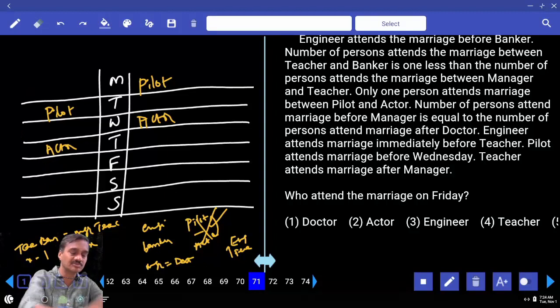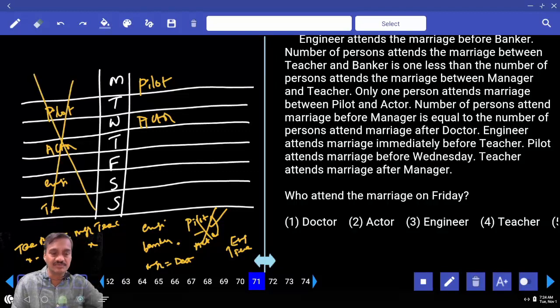Then what is the next possibility we have? Can we have engineer at this place? Engineer ikkada unte appudu teacher ikkada raavali. Teacher vaste teacher ki venakana inkevaru undali? Banker undali. Engineer ki venakana banker. Is it possible? And this case is completely ruled out. Now we are left with this case.